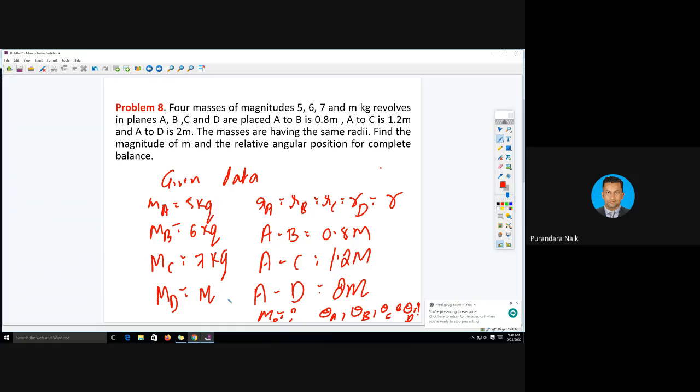The radii are equal. RA is equal to RB is equal to RC is equal to RD is equal to R. We have considered it as R. The distances between the planes are given. A to B is 0.8 meter, A to C is 1.2 meter, A to D is 2 meter. We need to find the value of M, the unknown mass, and the angular positions of each mass: theta A, theta B, theta C, and theta D. That is the question.